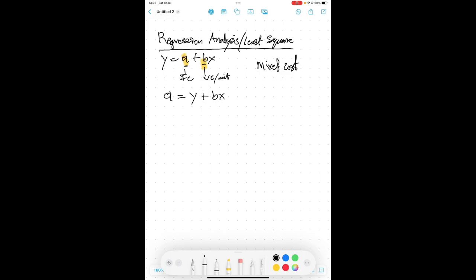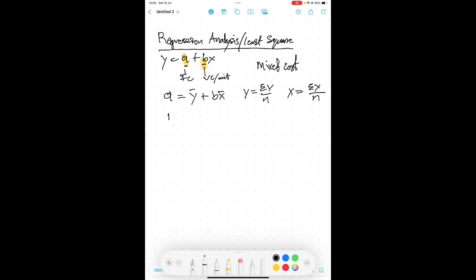So the only additional thing you need to add is that there is a Y bar and an X bar, where Y bar stands for the sum total of Y divided by the number of items. X bar is equal to the sum of X divided by the number of items. You need to calculate B before you can calculate A.